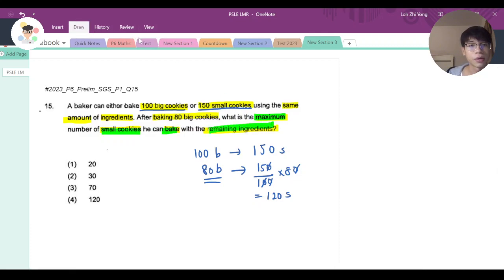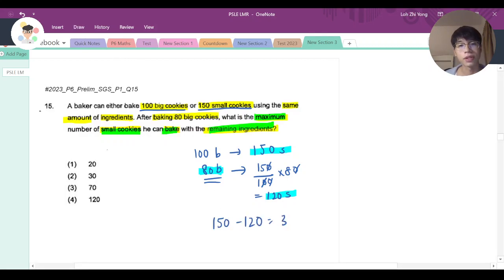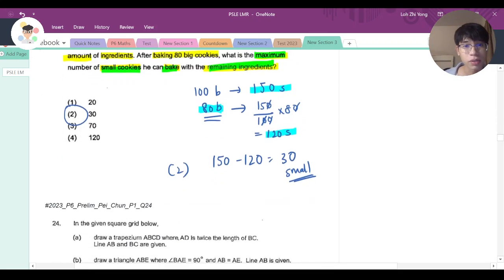So you can see here, I have 150 I can bake. I baked already 120, which is equivalent to 80. Then I just use 150 minus 120. So I know it's 30 small ones. So the answer is what? Option number 2. That's all, we are done. Let's move on to the next question.